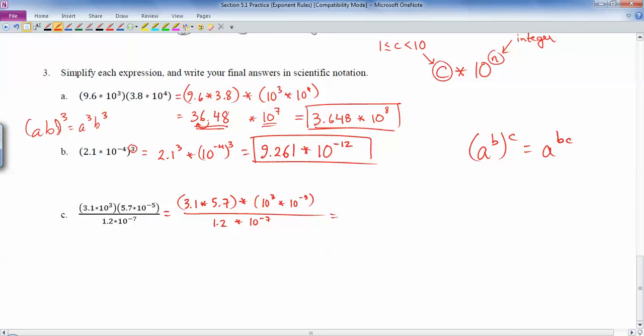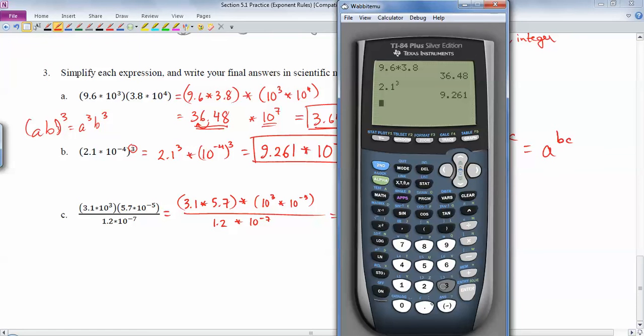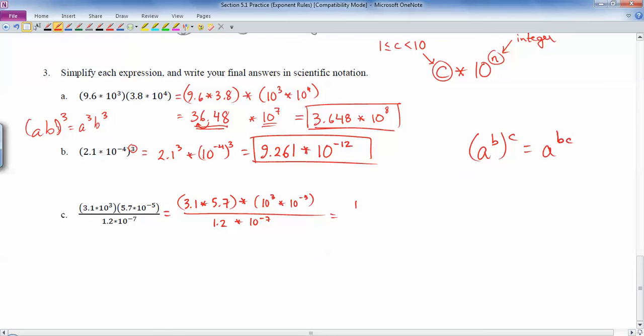So the top part, 3.1 times 5.7, let's see, 17.67. And then 10 cubed times 10 to the negative fifth becomes, it's like a to the m times a to the n turns into a to the m plus n. So it's 3 plus negative 5, that's negative 2, all over 1.2 times 10 to the negative 7th.